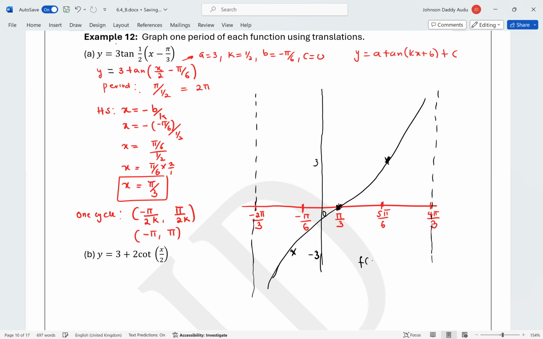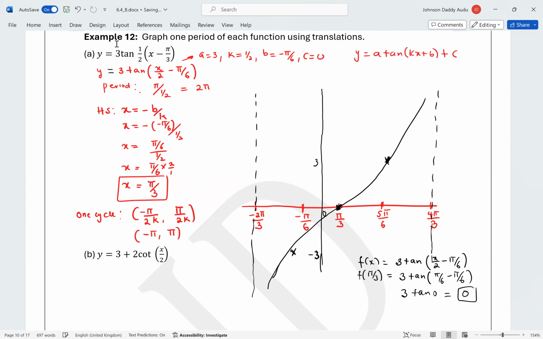So for example, this is the graph of 3 tan, and when you take the half inside, this becomes x over 2 minus pi over 6. So let's try this one. Let's try what is f of pi over 3. It's going to be 3 tan of pi over 3 divided by 2, which becomes pi over 6, minus pi over 6. This is just going to be 3 tan 0, which is just going to be 0.